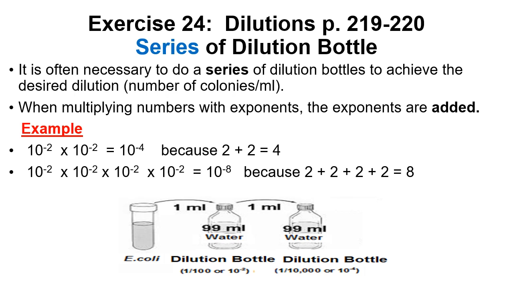So here's another example. We don't have this one listed, but if you literally just added up all of the exponents, 2, 4, 6, 8, our total dilution, if we had 4 dilution bottles with 99 mils of water in each, would be 10 to the negative 8. We'll continue to see this on the next few slides.